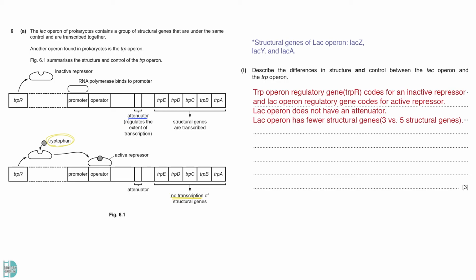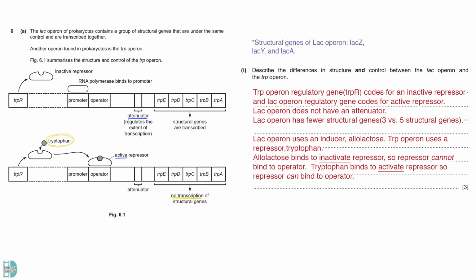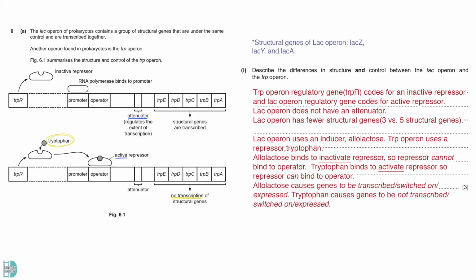Regarding control, the lac operon uses an inducer called allolactose, and the trp operon uses a repressor, tryptophan. In the lac operon, allolactose binds to and inactivates the repressor, so the repressor cannot bind to the operator. The binding of tryptophan to the repressor has the opposite effect. Lastly, allolactose causes the genes to be transcribed, switched on or expressed, and tryptophan causes the opposite.